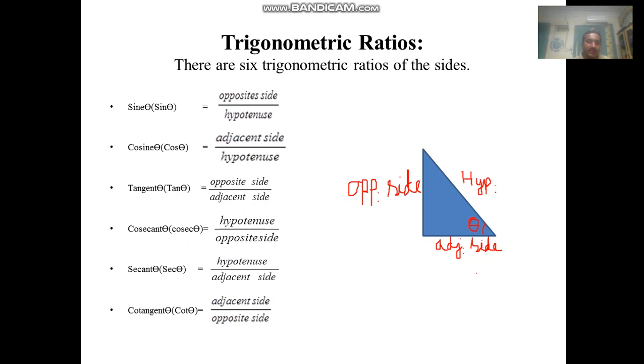Number 5, secant theta, which we call in short sec theta, hypotenuse upon adjacent side, this is the reciprocal of cos theta. Cos is adjacent side upon hypotenuse, therefore sec theta is hypotenuse upon adjacent side. Number 6, cotangent, means cot theta, this is the reciprocal of tangent theta. Now tangent is opposite side upon adjacent, and cot theta is adjacent side upon opposite side.